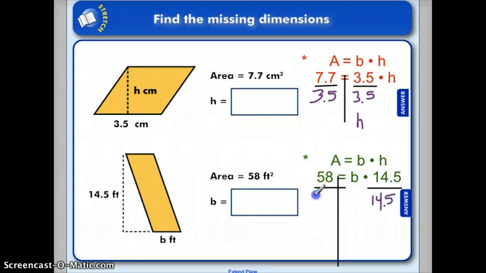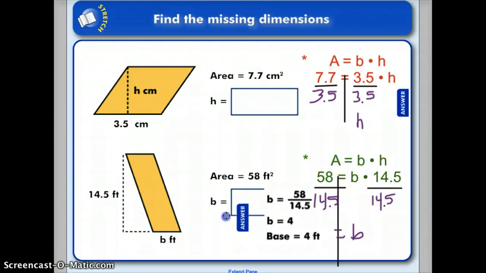Divide that by 14.5, divide this by 14.5. Oh, sloppy. It's really hard to write on here. That equals 1. 1 times b, you have b. And what does b equal? Check it out with your calculator. 58 divided by 14.5. If you do it right, you should have gotten the base equals 4 feet. Then just plug it in and try it. 4 times 14.5, you should get it.